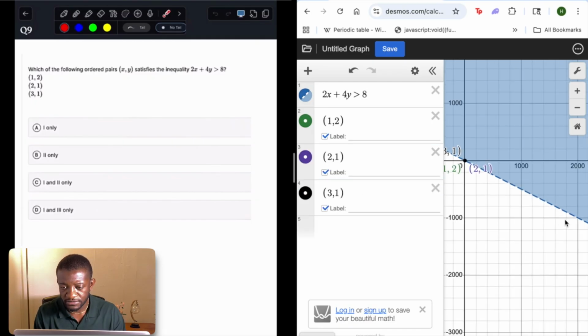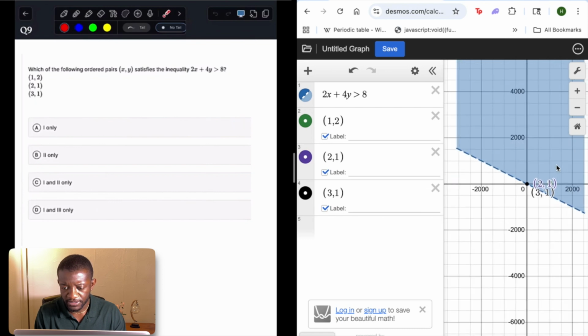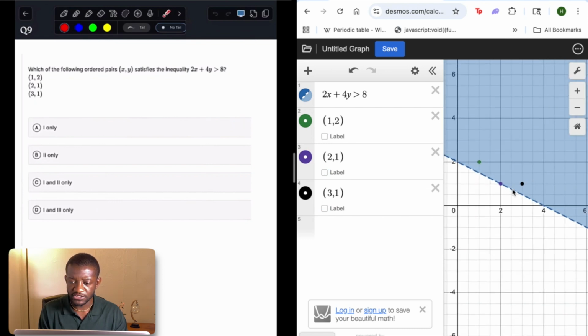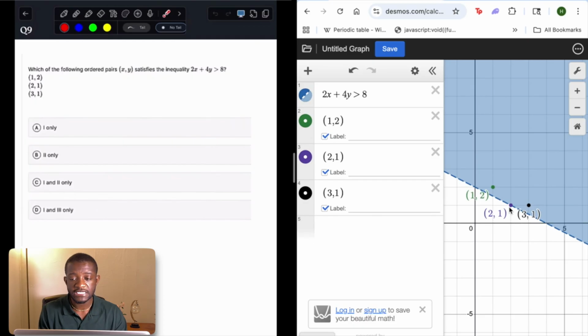Okay, so let's look at these. I can only see one of them. Okay, so you have to zoom in here. So you have the 3 point, and you can see that 2, 1 is right on the dotted line. So this is not a solution, because if it was greater than or equal to, then we could take that. But because it's strictly greater than, this is not a solution. So the correct answer would be the first one, 1, 2, and 3, 1. So it would be 1 and 3 only.